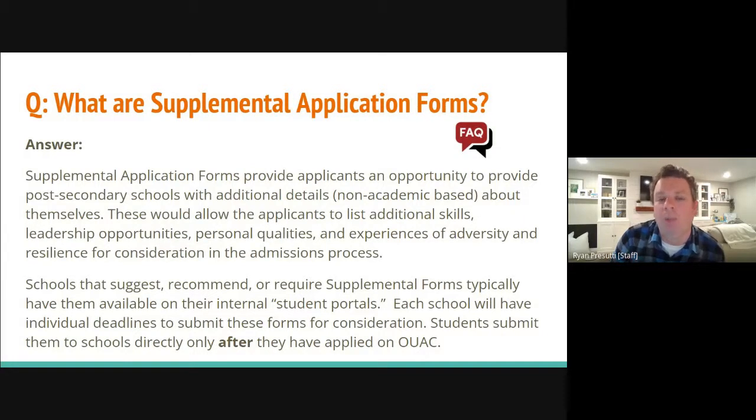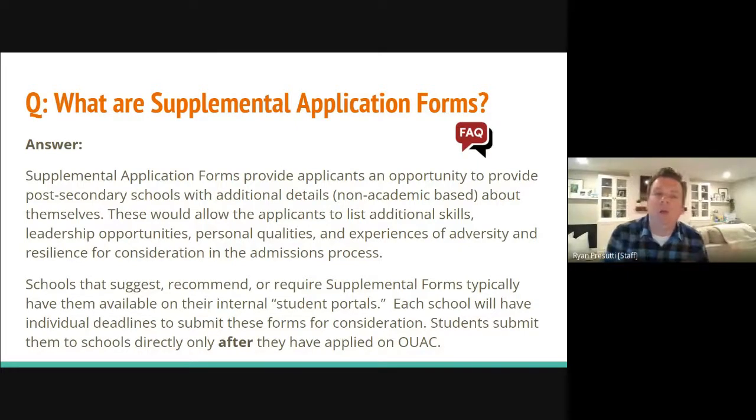Most schools will have a supplemental form that you can submit to admissions for consideration. It really is another opportunity for you to list additional skills, to list those additional opportunities, the part-time jobs, the things that you have done, or you as the applicant have done, the personal qualities for consideration in the admission process. Because all they're seeing is marks, and that's all they're going to base it on unless you submit these things. There are some schools that suggest, recommend, or require these forms.